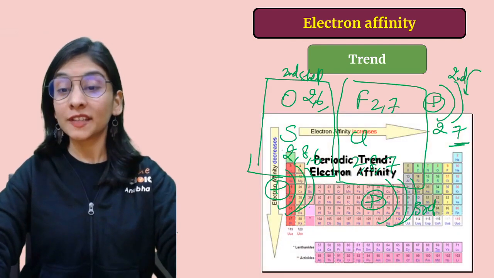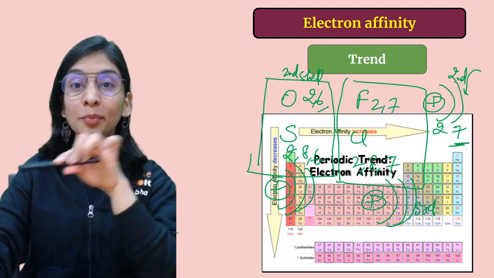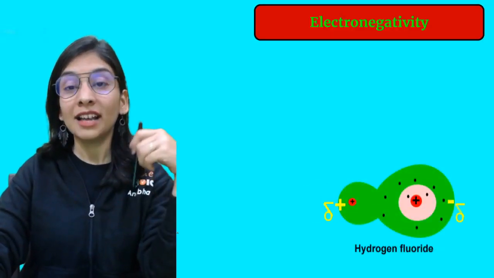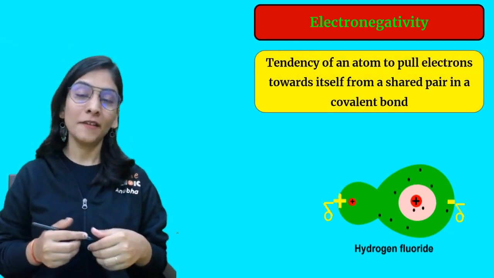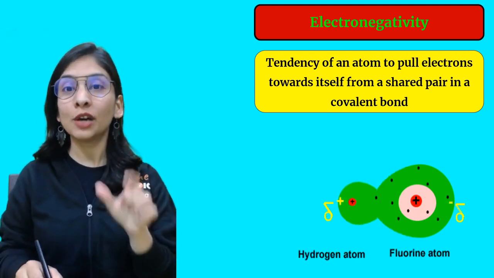All right, so this is pretty much clear. That's what electron affinity is: in a period it increases, in a group it decreases, same as ionization energy. All right, let's talk about this very important one, electronegativity. Electronegativity is the property of a molecule.